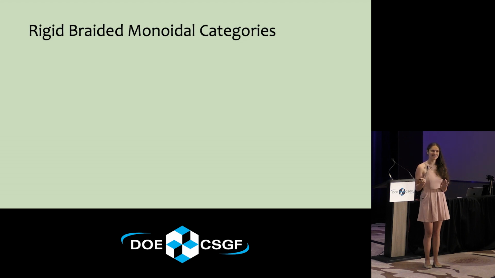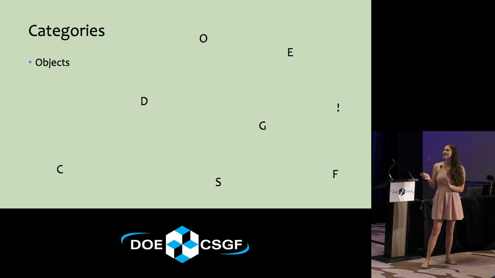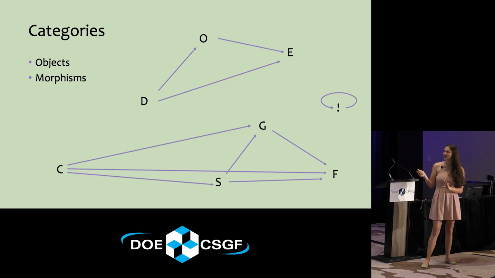Okay, like I said, that's a lot of adjectives. So let's go back and focus on the noun first. I hope that some of you at least have seen categories, and I'm going to criminally simplify them right now. There's objects, so here's some letters. There's morphisms between them, and these satisfy certain characteristics. We won't get into the characteristics now.